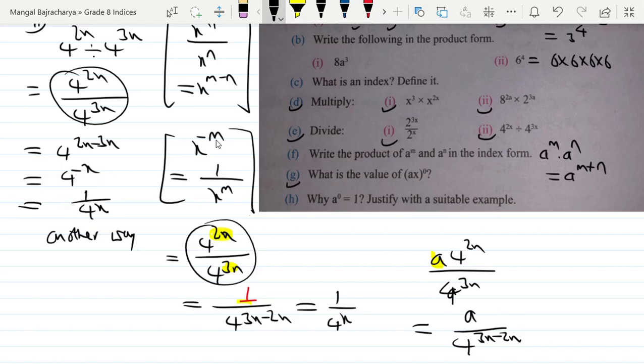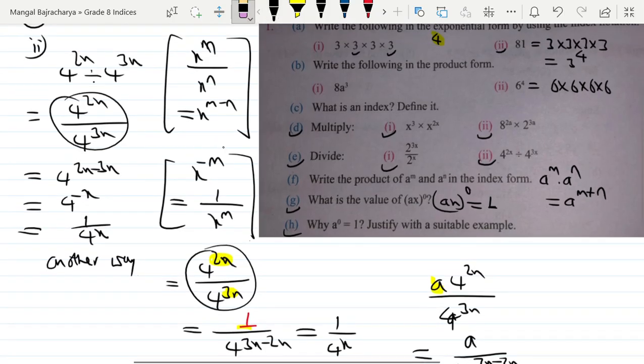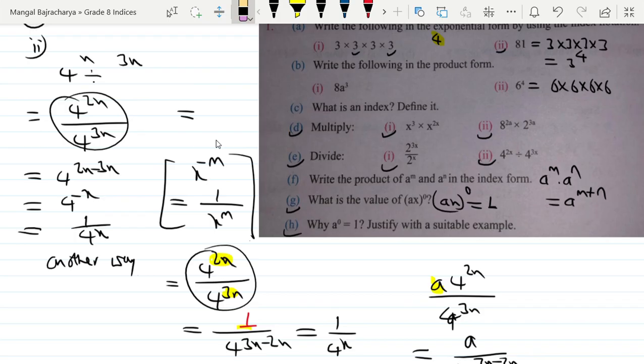Now in number G, what is the value of ax whole power 0? For any base, if its power is 0, its value will become 1. So ax whole power 0, its value you can say is 1. Alright, and now in number H, it says: why is a power 0 equal to 1, justify with a suitable example. So for this I first erase what I have done above.